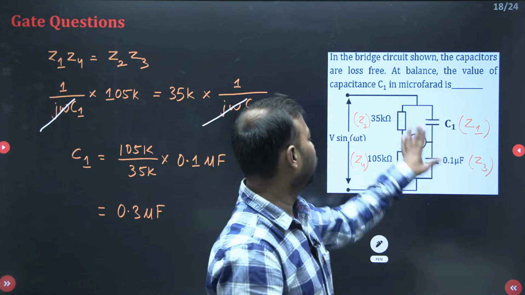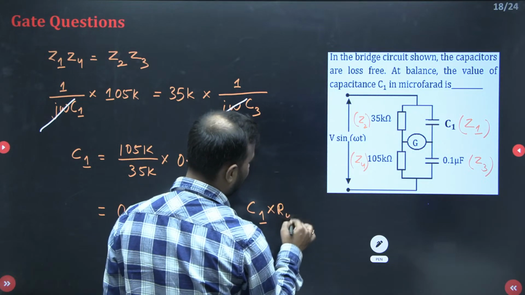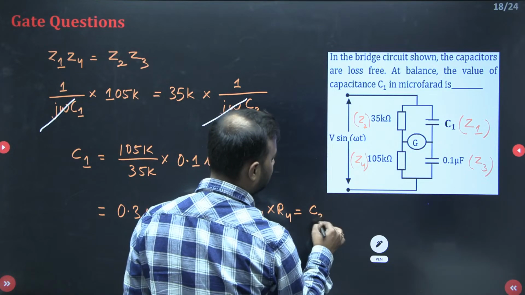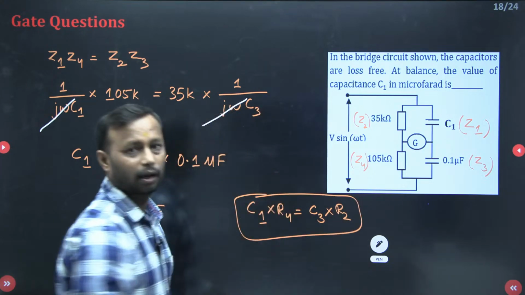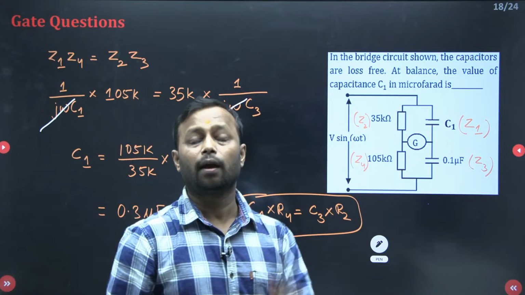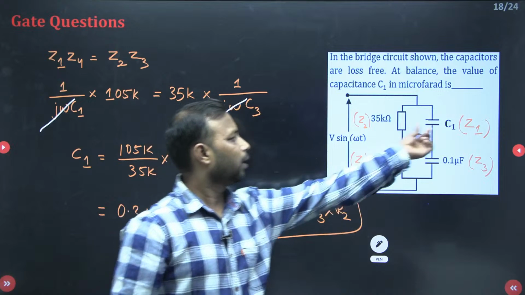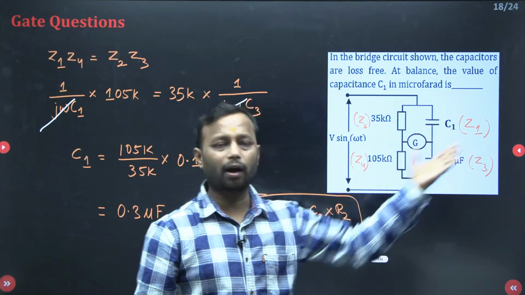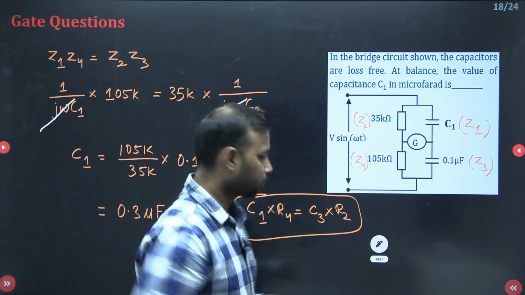Okay, please do not write C1 into R4 equals C3 into R2. This is going to give you the wrong answer. Here always remember, we have to balance the impedance, not the elements. Okay, we do not equate the elements, we have to equate the impedance.